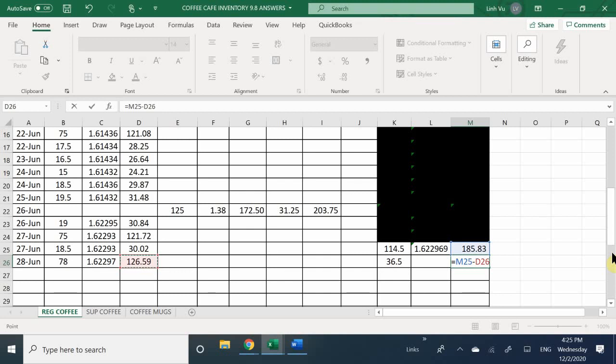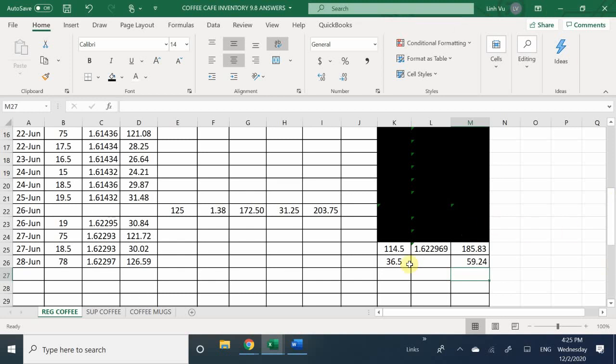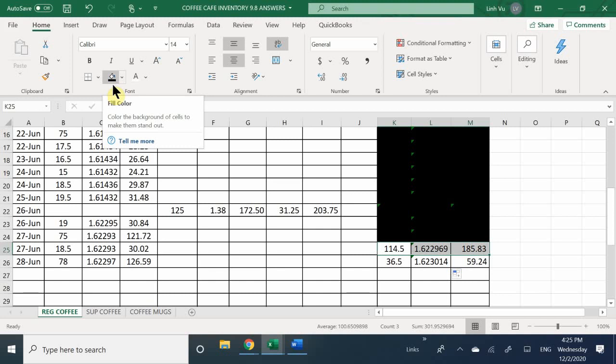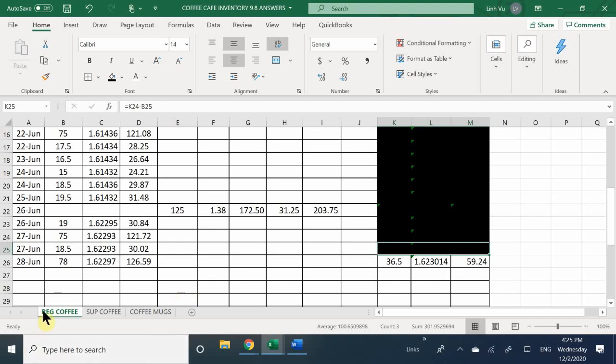185.33 minus 126.59 equals 59.24. And that brings our new total to be 1.623014. So it changed a lot from 2229 to 230. We have almost nothing left. We're still waiting on that purchase order. We did make a purchase order, so don't forget about that.